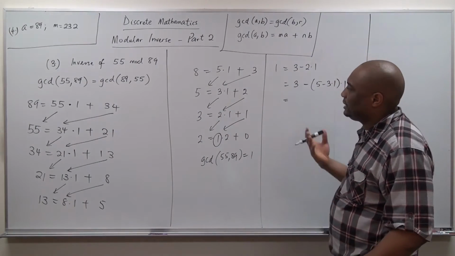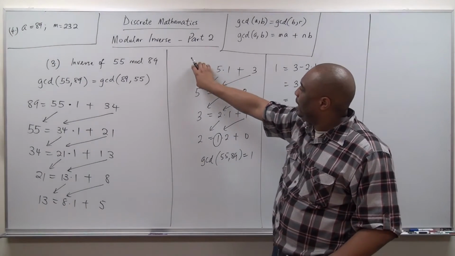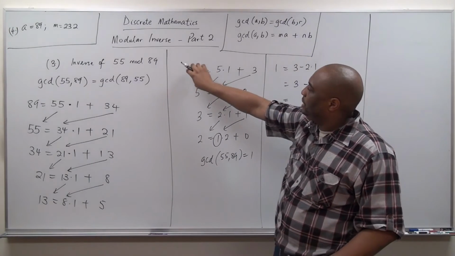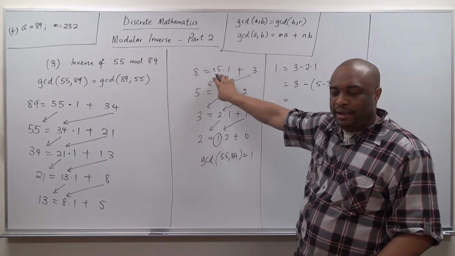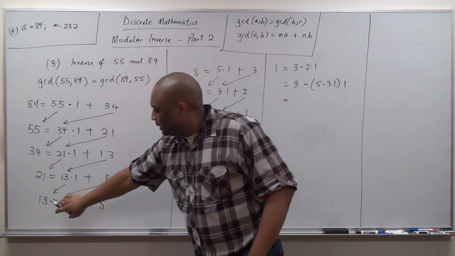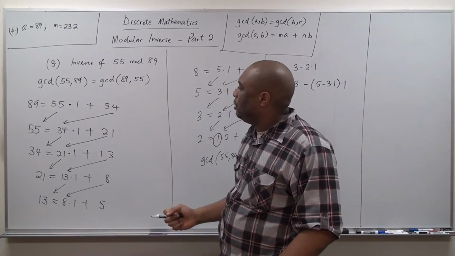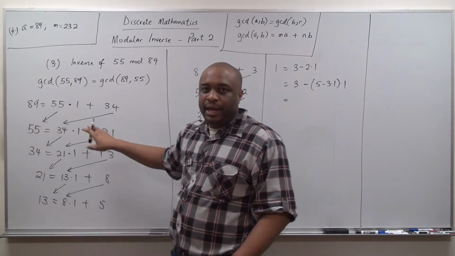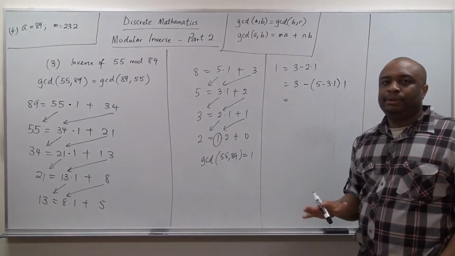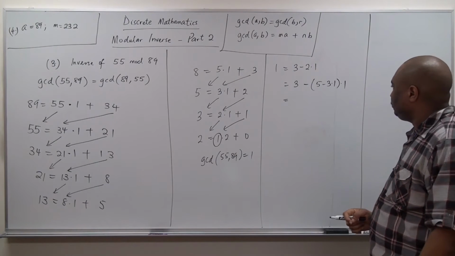So the next case, we will solve it in terms of 8 and 5, because the dividend is 8 and the divisor is 5. The next case will be 13 and 8, then 21 and 13, and so on, until we get to 89 and 55. That is the principle of solving backwards.